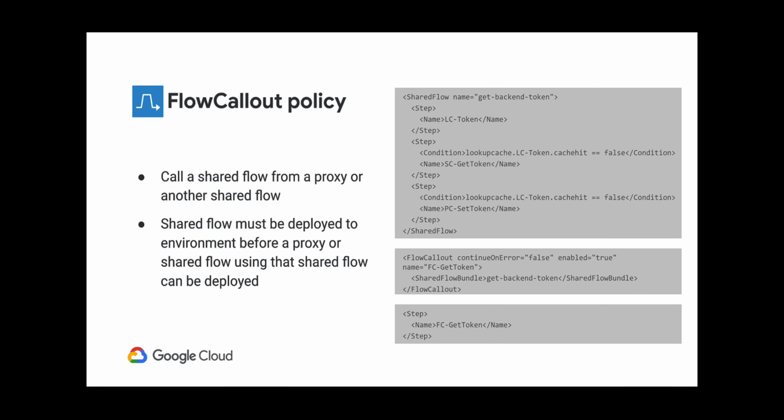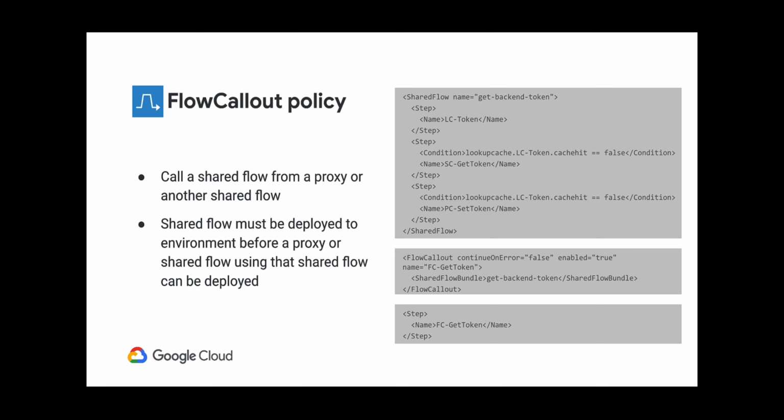So how do you actually call these? Well, you call these through what's called a flow callout policy. That's how you actually invoke a shared flow within an API proxy or another shared flow. So you simply specify the name of the shared flow you want to call. So remember, the shared flow must be deployed onto the environment before any proxy or shared flow using it can be deployed.